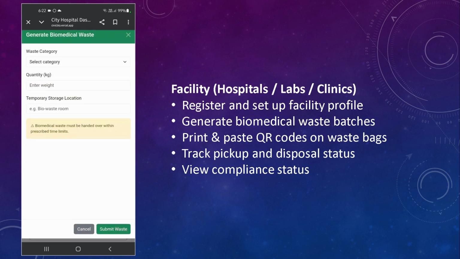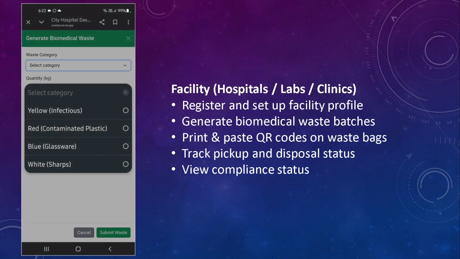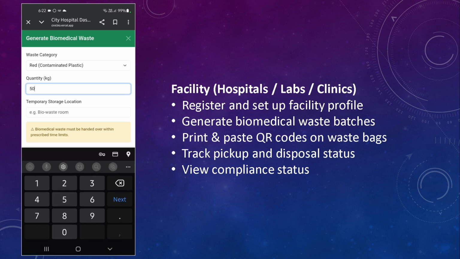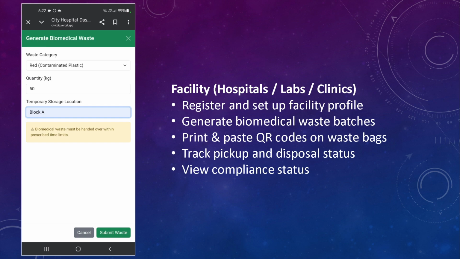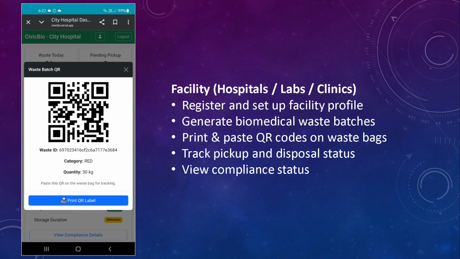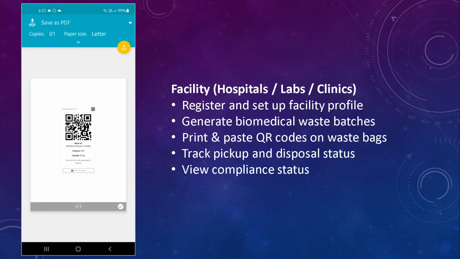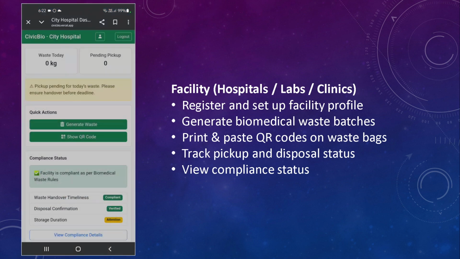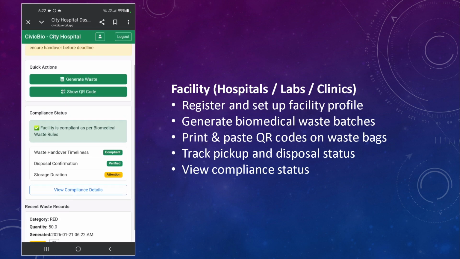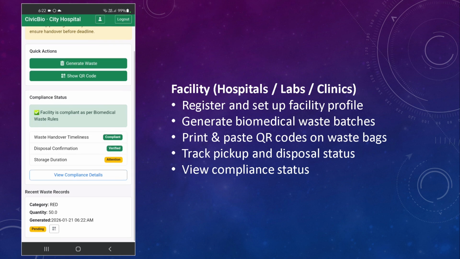We click on the generate waste button, and then we have to select the category. There are four main categories that biomedical waste consists of. Then we enter the quantity, enter the temporary storage location, and submit. Then a QR code will be generated that is uniquely assigned to the waste, and we have to print it out and stick it on the waste bag. As you can see, we have a new recent waste record which is already pending for pickup.